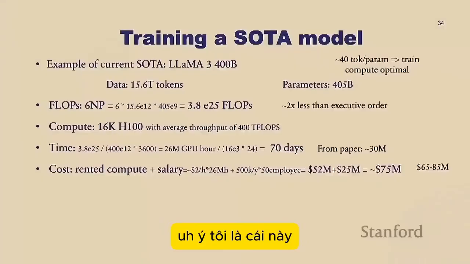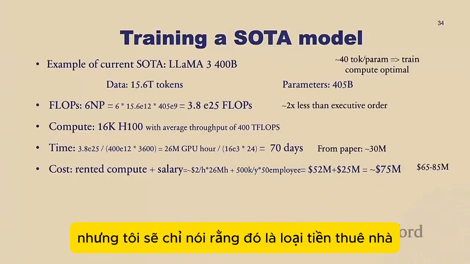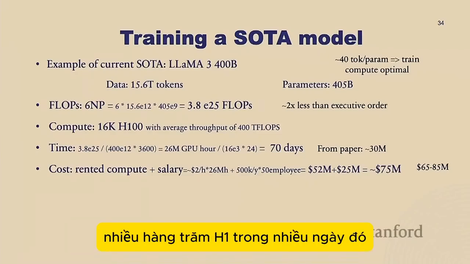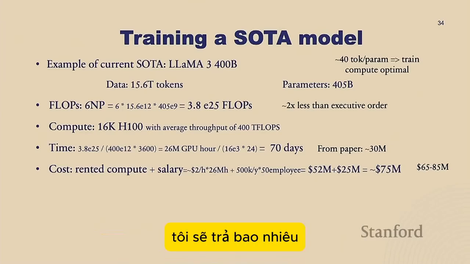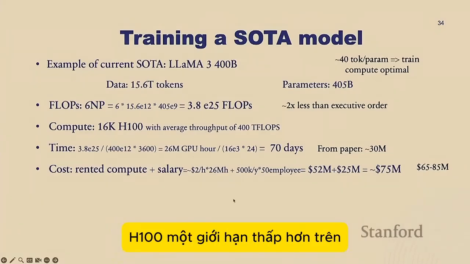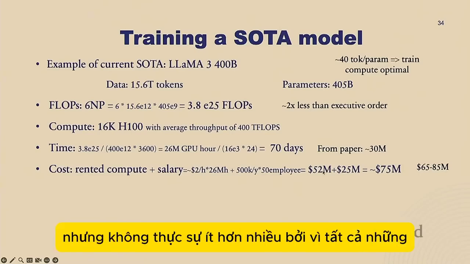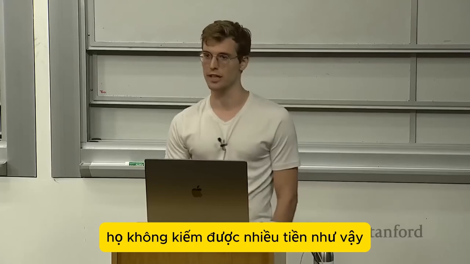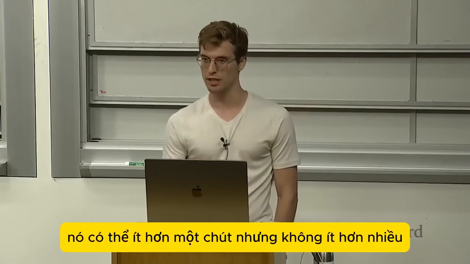Cost. It's hard to approximate, but I'm just going to say it's kind of the rent. What if I were to rent that many H100s for that many days? How much would I pay? A lower bound on the renting cost of an H100 is around $2 per hour. So if you multiply this by 26 million hours, you get $52 million. They probably pay less than that, but not much less, because all these services that rent GPUs don't make that much money. So it's probably slightly less, but not that much less.